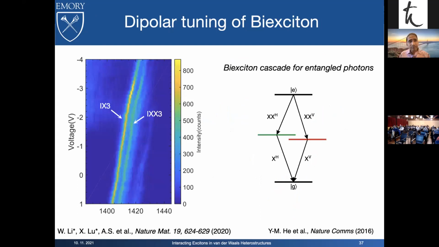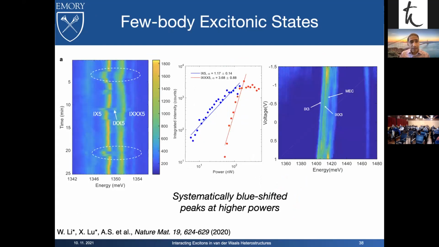You can also use this biexciton for getting entangled photons. I don't think I have time for that, so let me skip that. Now, if you keep increasing the power, what we see is systematic peaks appearing on the blue side, always at higher energy because you're repelling. So if you try to add more and more, you have to pay the penalty. And at even higher energy, we start to see some kind of a blue band.